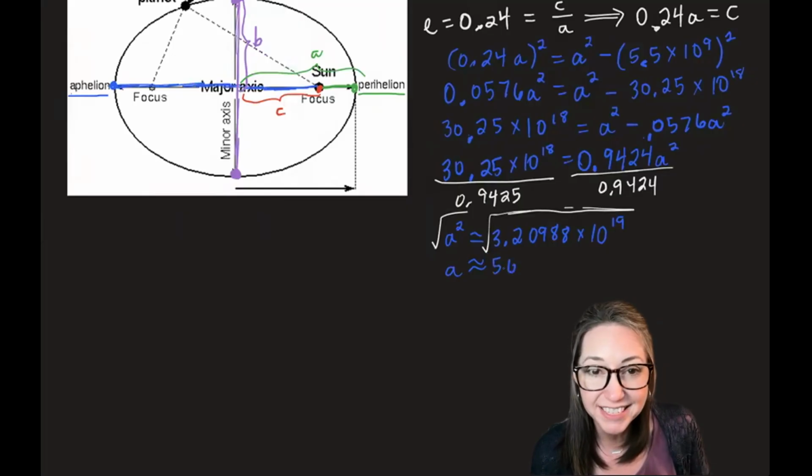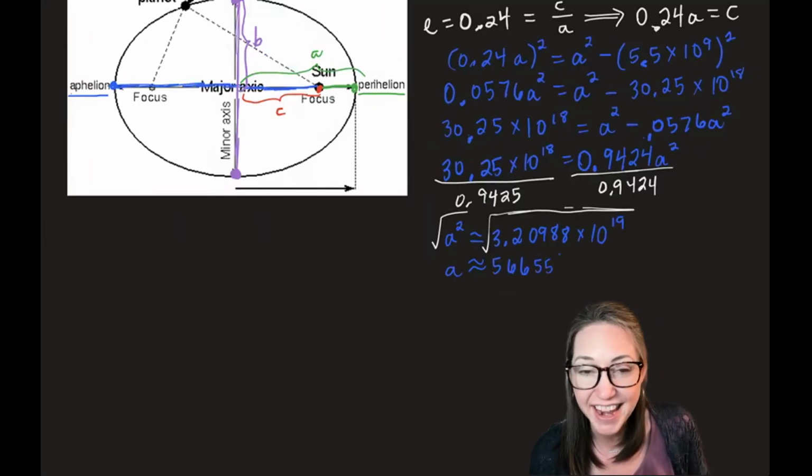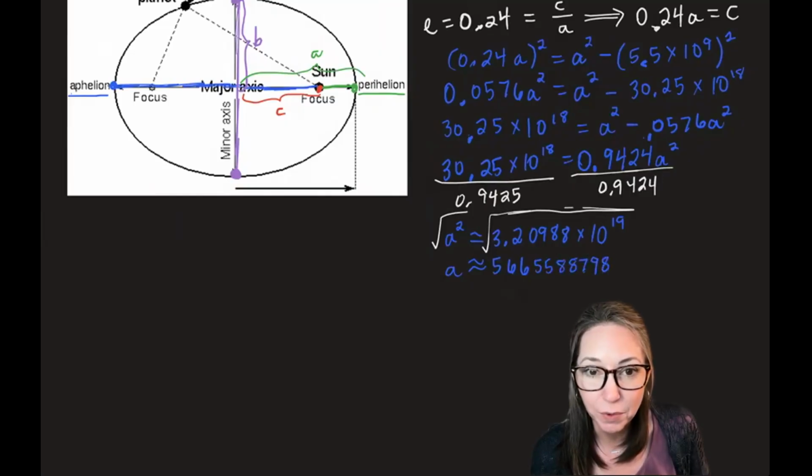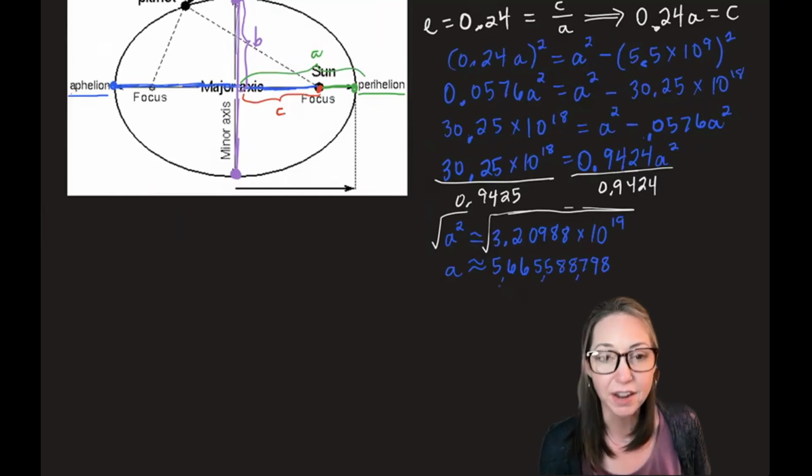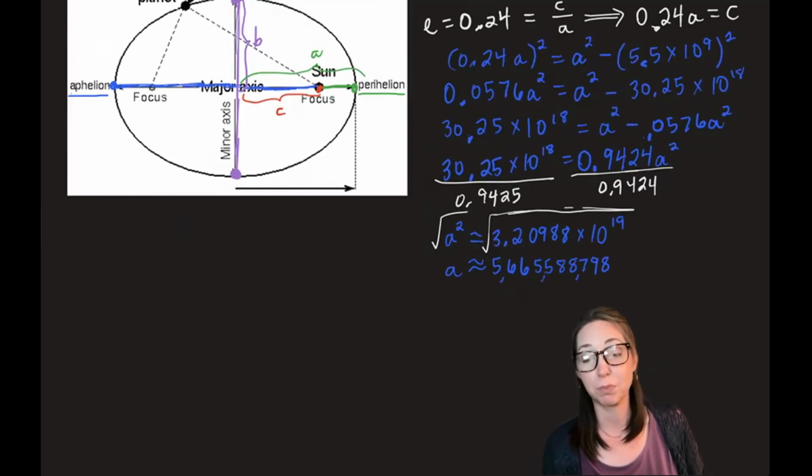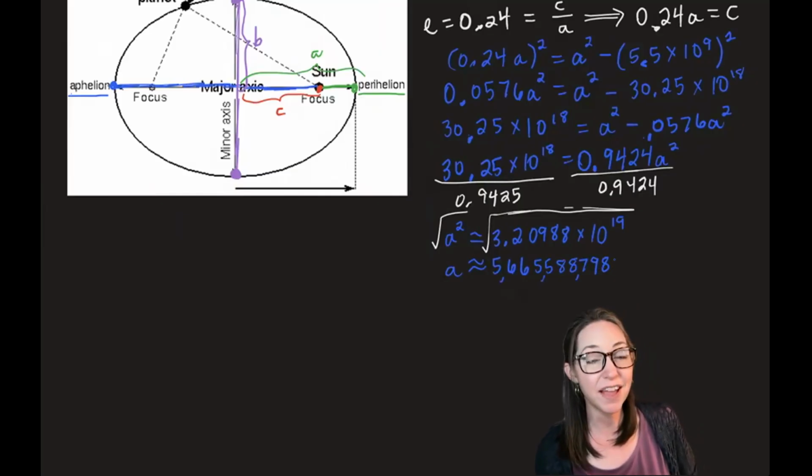So 5,665,588,798. Okay, kind of working backwards there. Put a comma after every 3. We see, okay. So it's 5.6 billion or so, right? So there's a. All right, now we've got the value of a.